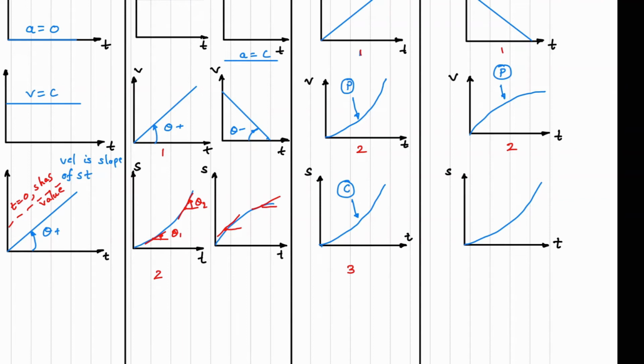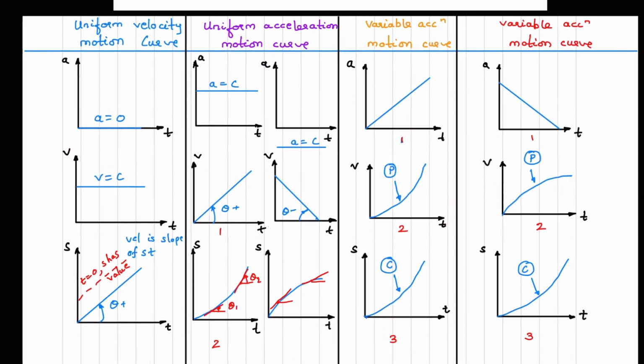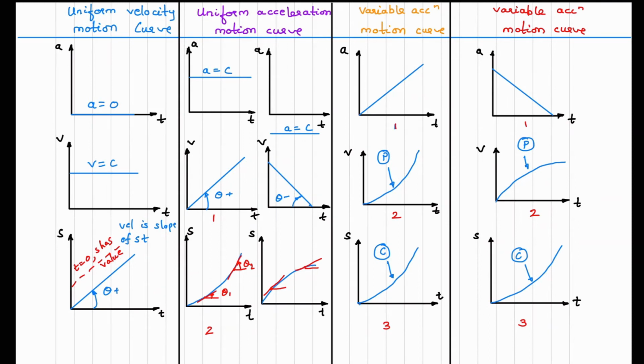So this will be a cubic curve and the order will be 3. So we have completed this table. Basically, remember what we do is we start with acceleration-time, then velocity-time, then displacement-time. And from acceleration-time we draw velocity-time. How do we draw that?